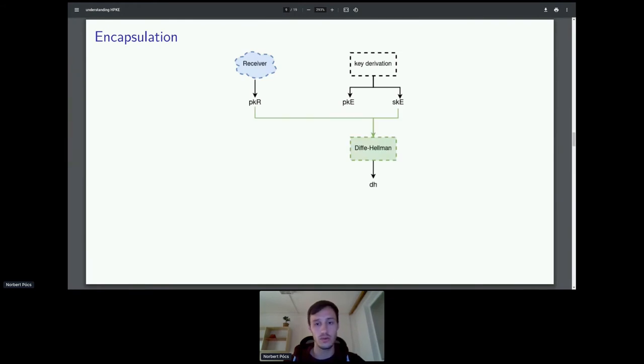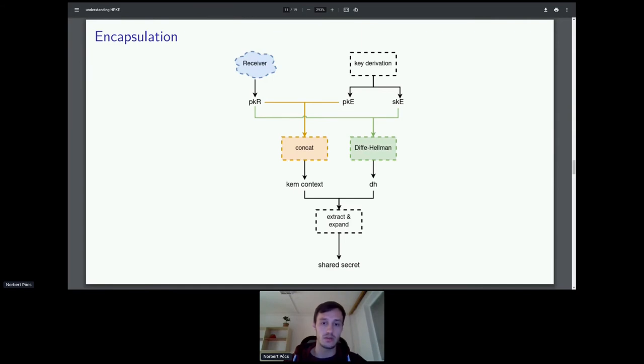Then we compute Diffie-Hellman from the public key of the receiver and our private key, and create a KEM context by concatenating the public key of the receiver and our public key, I mean, the sender's public key. From that, we compute again using the key derivation, and by that we can get the shared secret.